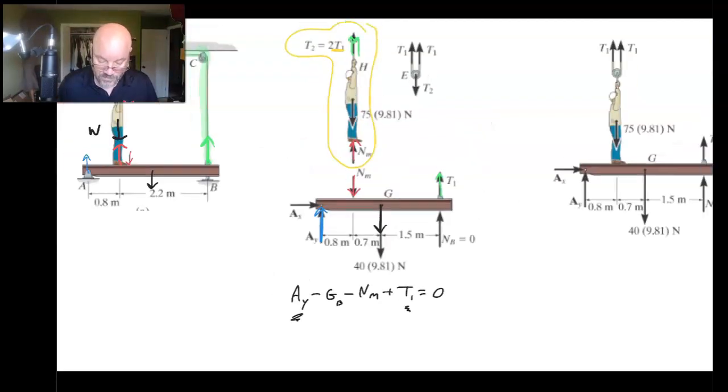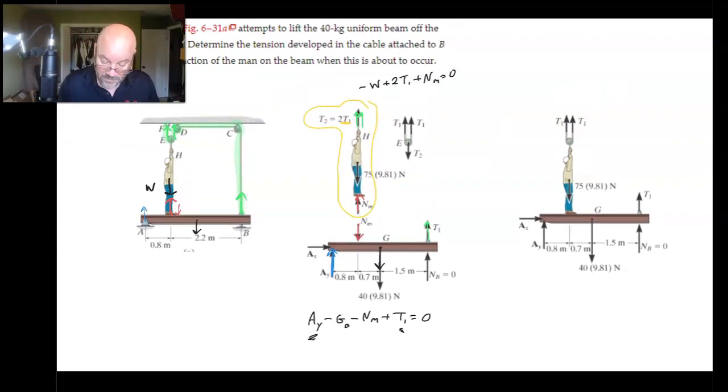Okay, so let's zoom out just a little bit. Let's think about our unknowns. Okay, so I'm going to identify those. We don't know T1. We don't know NM. NM and T1 both appear down there. So I've got two unknowns. I've got two equations. Except actually I don't know AY either, which means I've got three unknowns and only two equations. So what that's going to mean is I'm going to have to look at my moments and try to figure out what's going on with those.